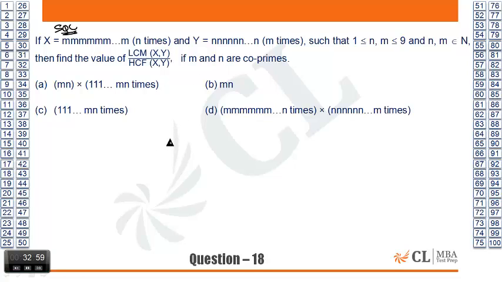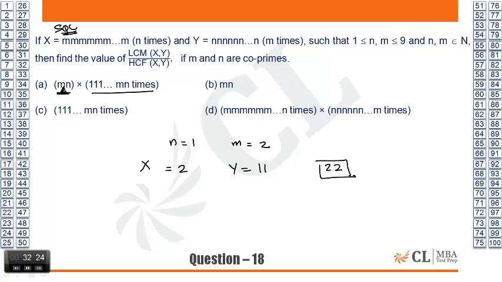Okay, let's take n equal to 1. Let's take m equal to 2. What is x? X is n times, so 2 one time. So x will be equal to 2, and y is n m times, 1 2 times, 11. LCM of x and y is 22 divided by HCF of x and y, 1. I should get 22.